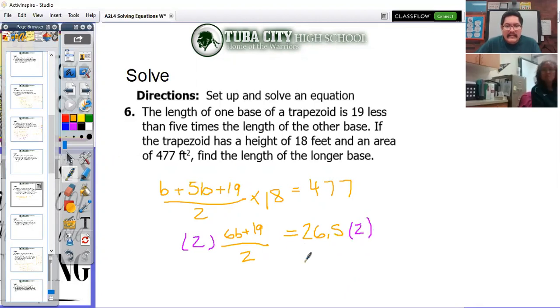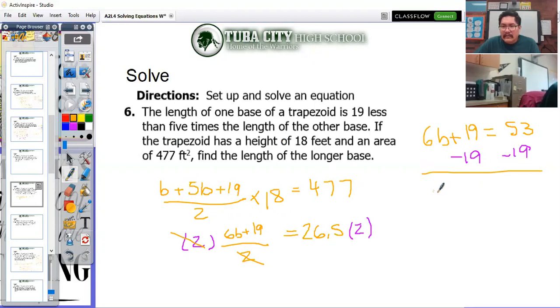Double both sides, and that'll cancel this out. Now I have 6b plus 19 equals, and double 26.2. I'm not going to leave this one to chance now. It's going to be 53. Minus 19 on both sides. 6b equals, and 53 plus 19, 72.